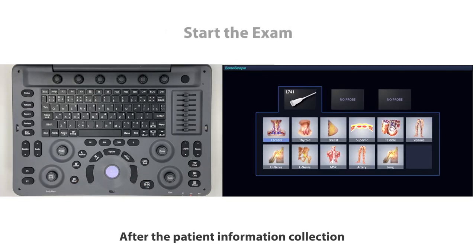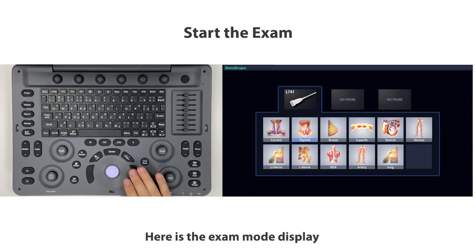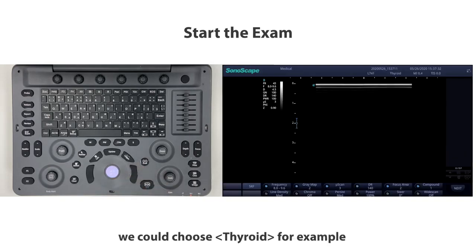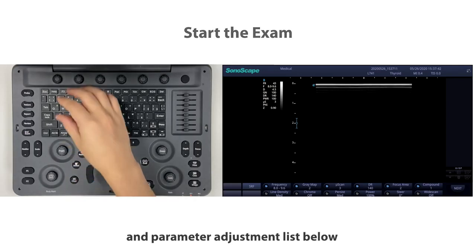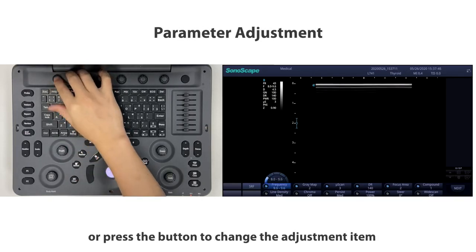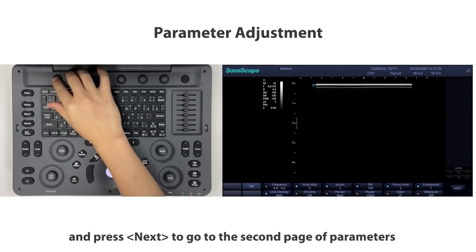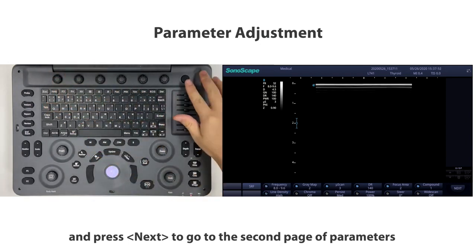After the patient information collection, we could begin the exam with the first step, choosing an exam mode. Here is the exam mode display. We could choose thyroid for example. It enters the B mode live scanning, with the image area displayed in the middle of the monitor, and the parameter adjustment list below. We could switch the button to adjust or press the button to change the adjustment item, and press Next to go to the second page of parameters.